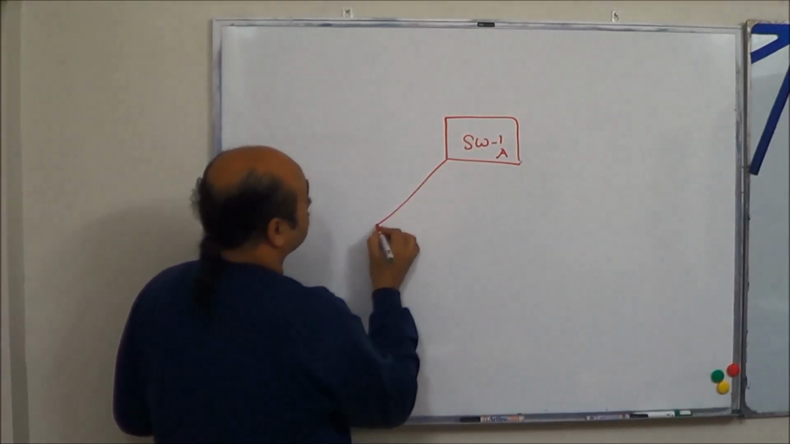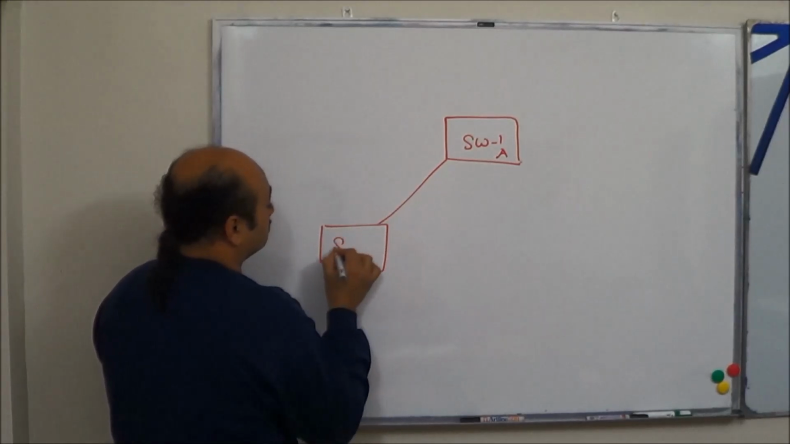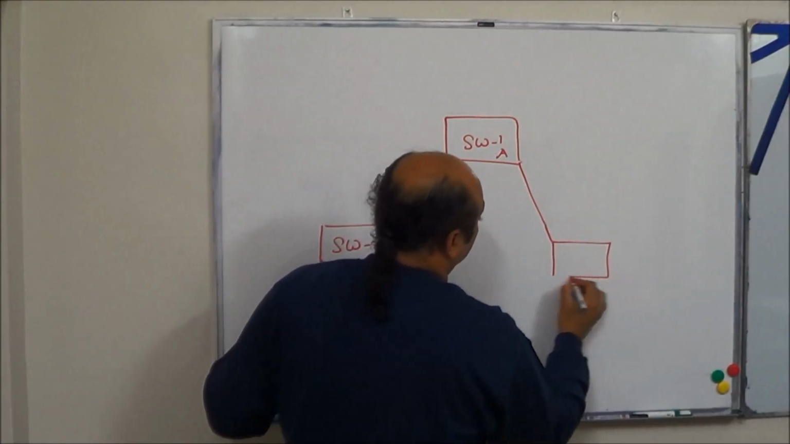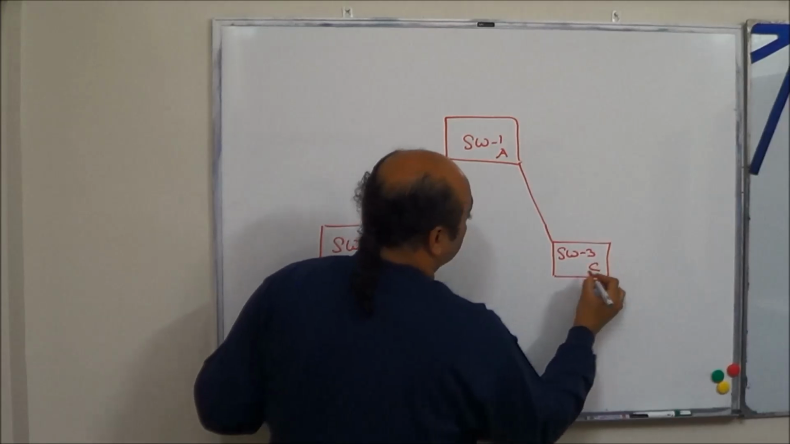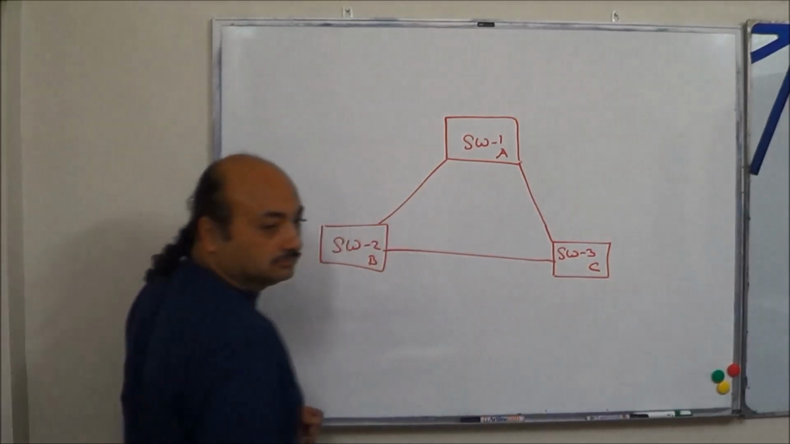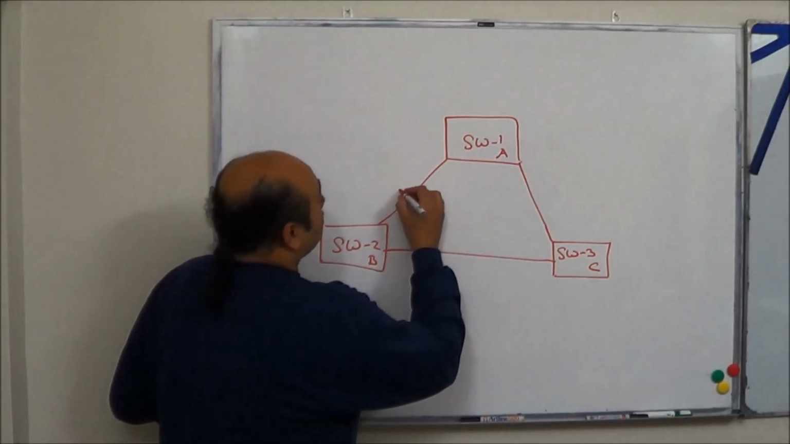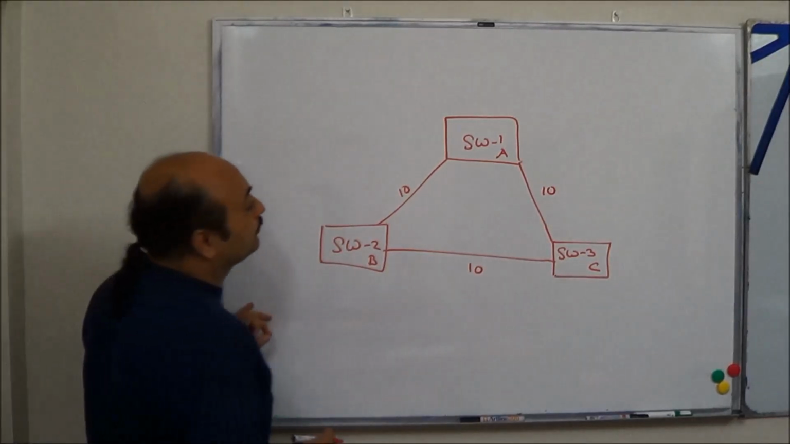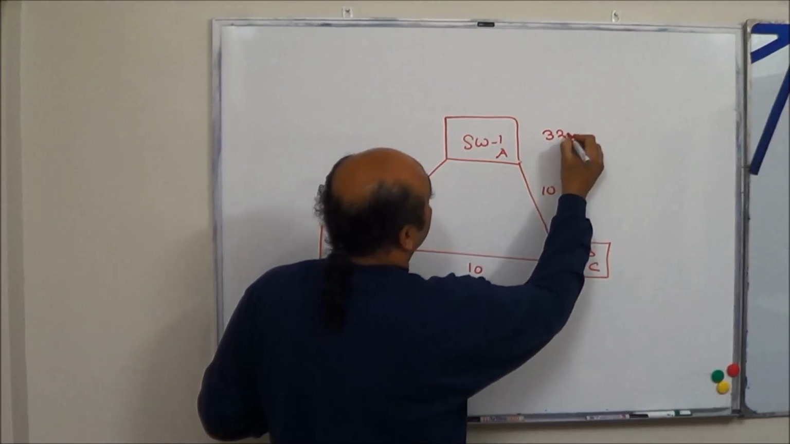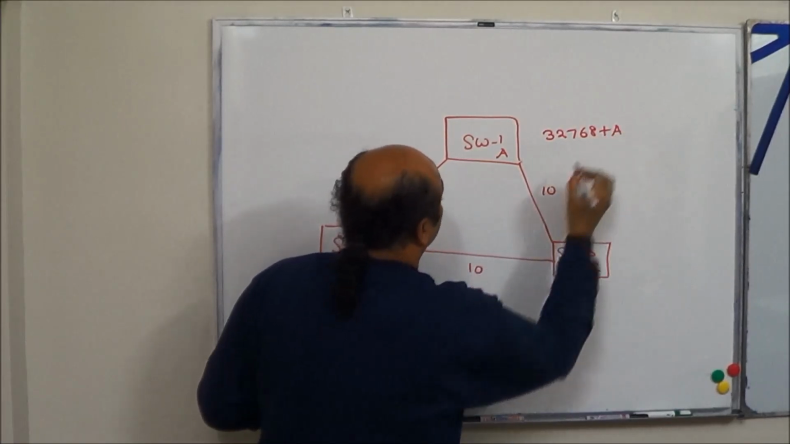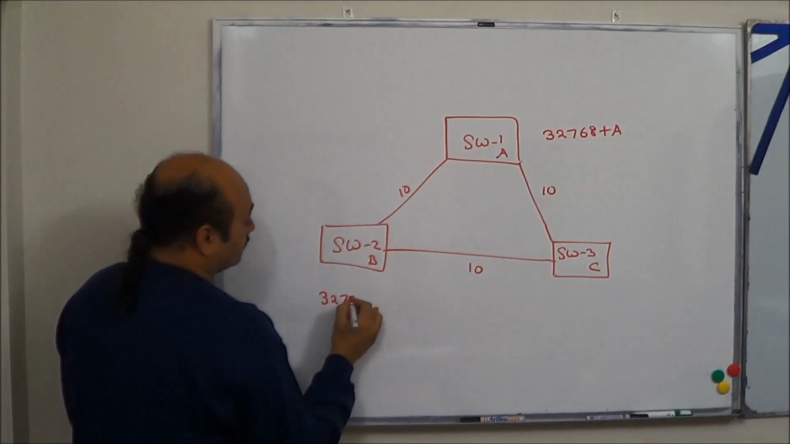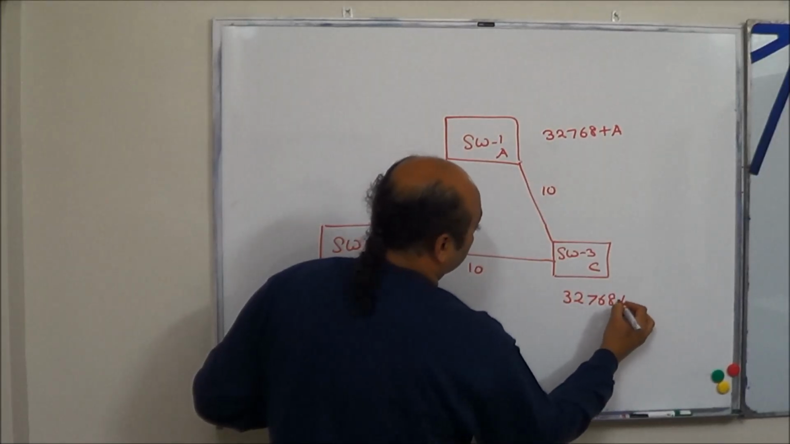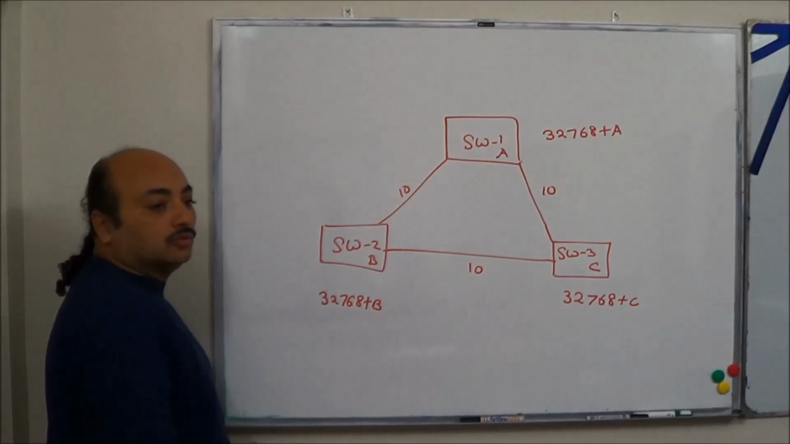Mark it as A. Switch 2, mark it as B. Switch 3, mark it as C. Now the cost for all these paths is the same. Cost for each path is the same. So the root bridge ID for this becomes... so which one becomes the root bridge?